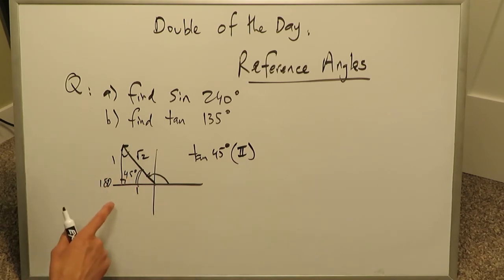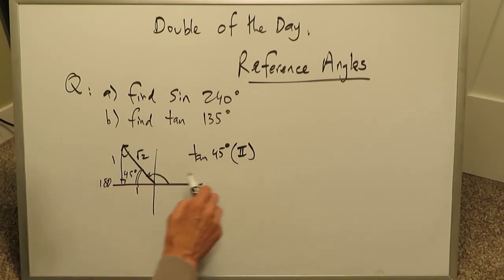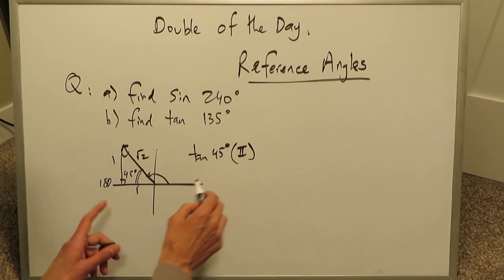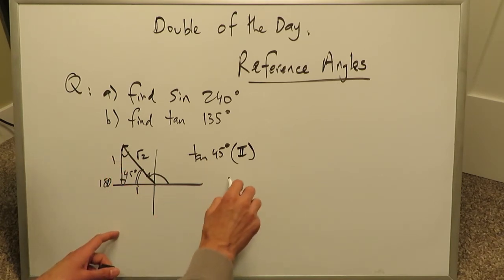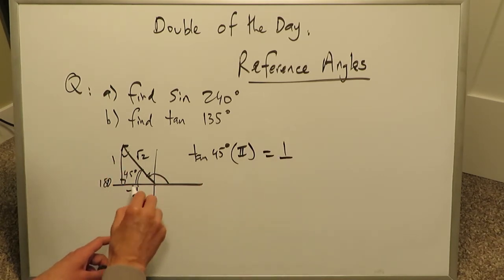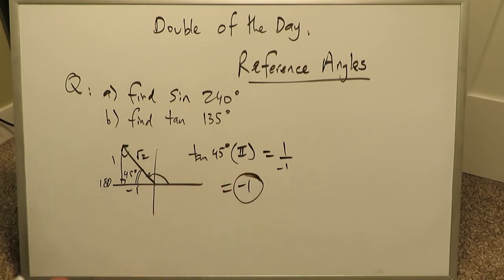In the second quadrant, cosine is always negative, sine is always positive, but tan is always equal to opposite over adjacent. It's going to be equal to 1 divided by minus 1, and your value should be minus 1. You can do tan of 135, that's the same thing as tan of 45 in the second quadrant, and the value should be minus 1, and this answer will be right.